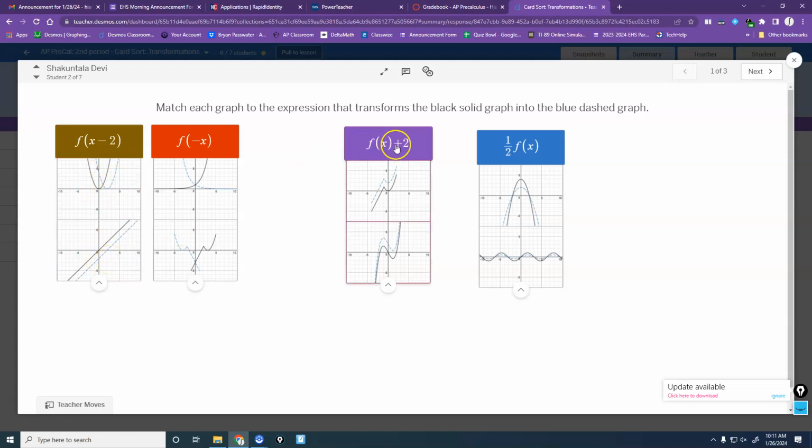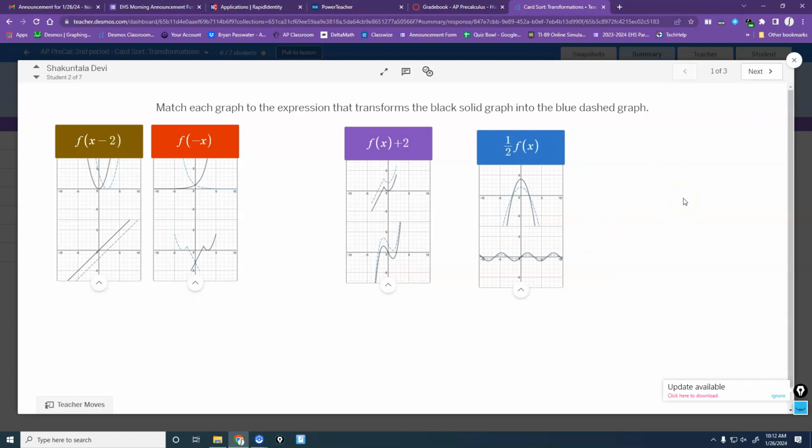What does f of x plus 2 out there on the end do? Up 2. That has happened for both of these graphs right here. And then by process of elimination, you're left with these last ones. I think they're the hardest to do.